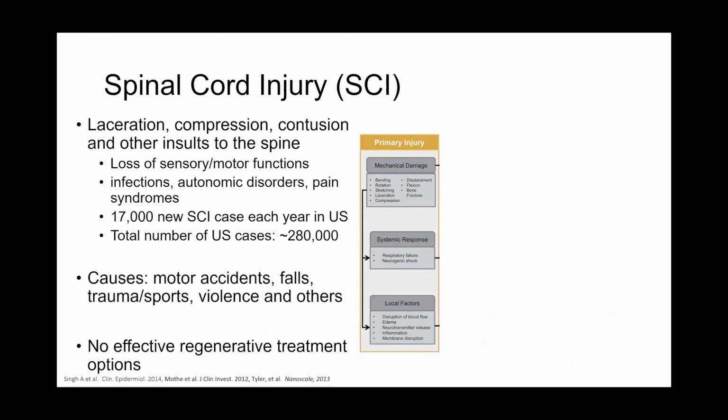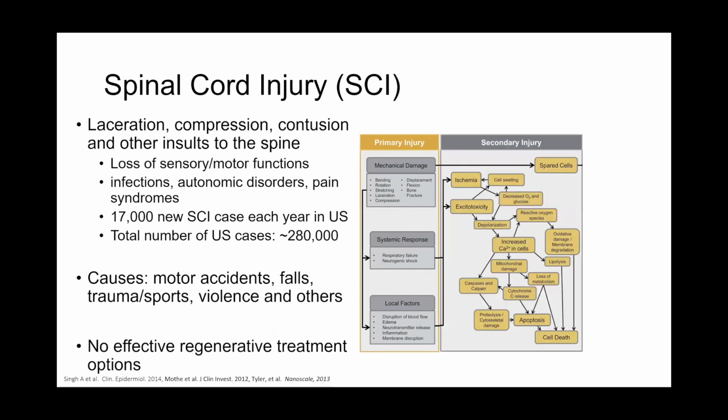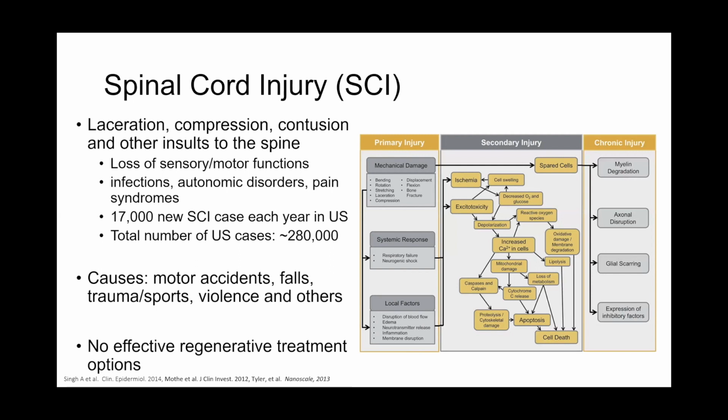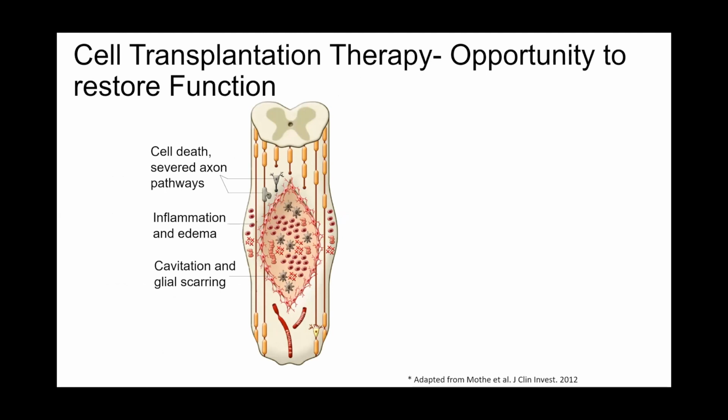This sets off a cascade of release of local factors, which eventually leads to the secondary mechanisms that people often talk about. Ultimately, this leads to increased cell death, but even those cells that survive have increased limitations on what they can do due to lack of myelination and other things that really inhibit their ability to function properly as they would in a normal system. Now, currently, there aren't a lot of great regenerative treatment options for this type of injury.